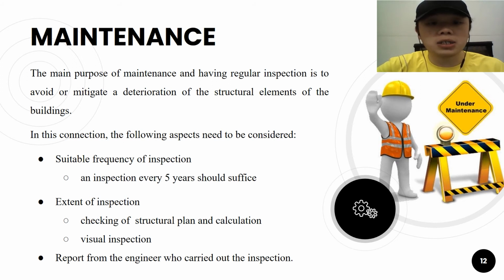Secondly, a visual inspection, including non-destructive testing for signs of structural deterioration, should be carried out. There might be some difficulties in checking all the structural elements of the buildings, as some of them would have been covered up. However, an inspection to a certain extent can still be carried out and would not be entirely fruitless. Third, report from the engineer who carried out the inspection. A clearly written report should be provided by the professional engineer who has conducted the inspection once the inspection of the buildings is completed.